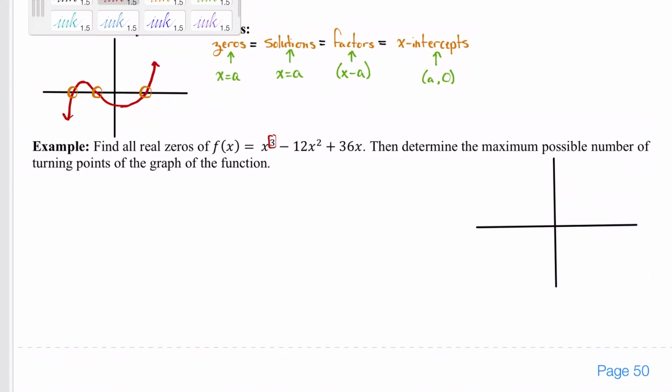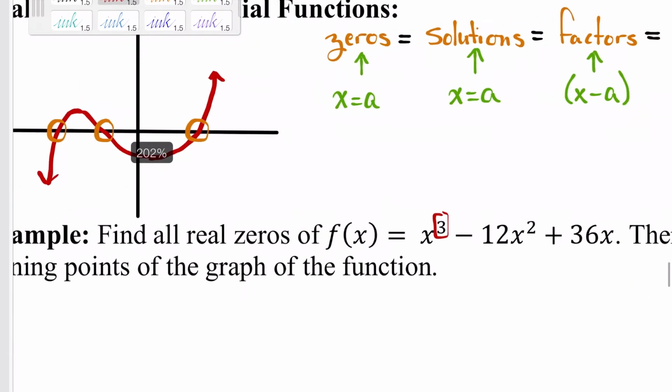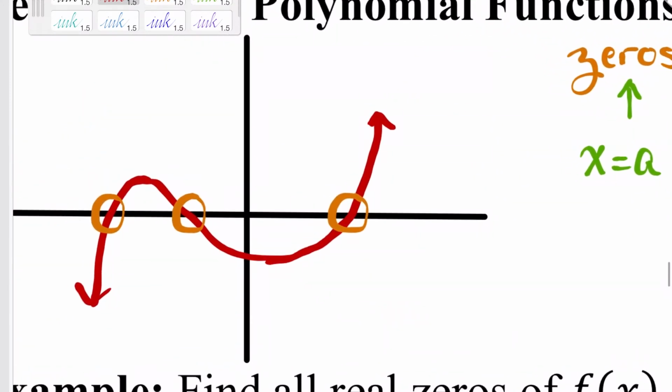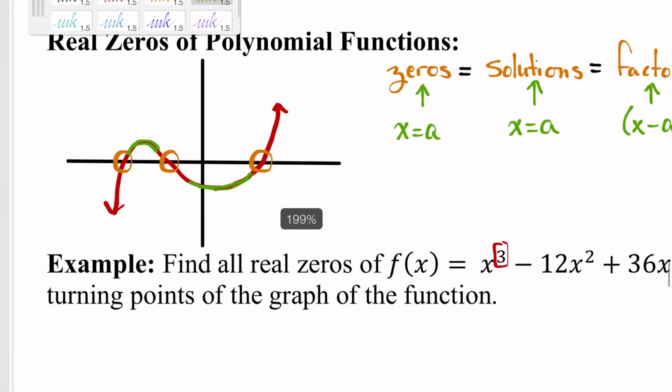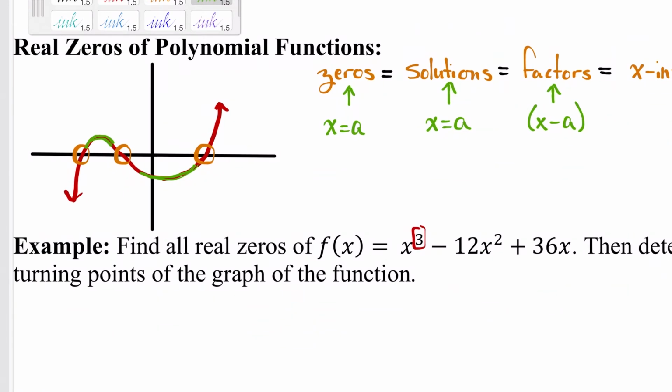I made a little graph off to the side because I'm a visual person, and it makes more sense to me if I see where everything is going to be. If I see where my zeros are, I can see how many turning points I have. So for this first one, I have 3 places where I'm crossing the x-axis, and I have a turning point here, where I was going up to down, and another turning point here where I'm going down to up. So there's 2 turning points because I'm crossing that axis 3 different times.